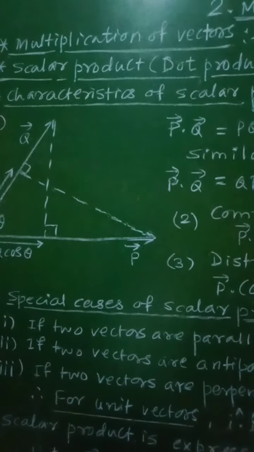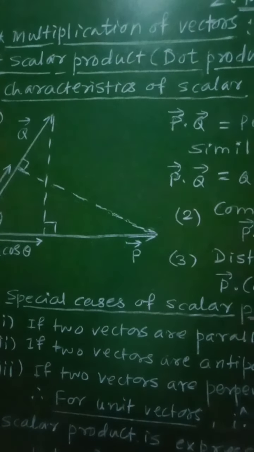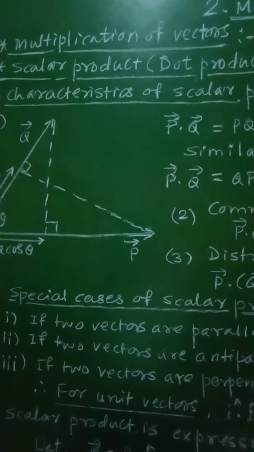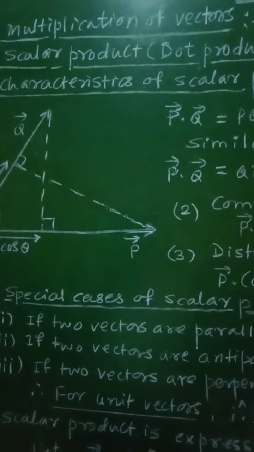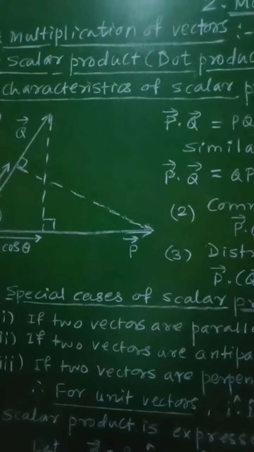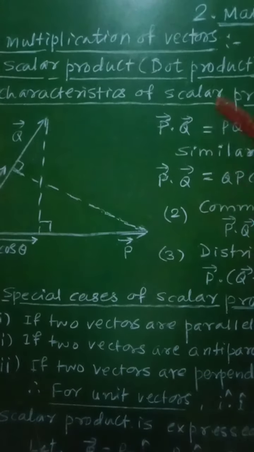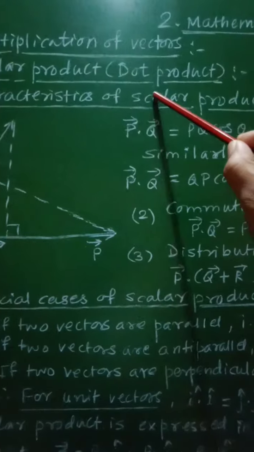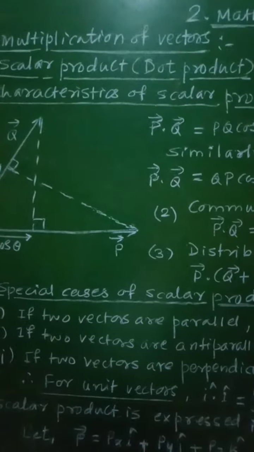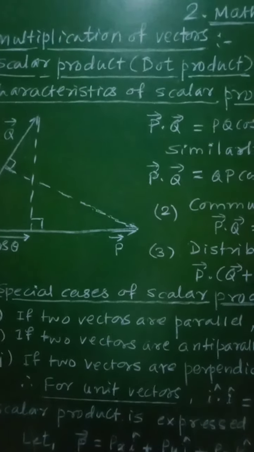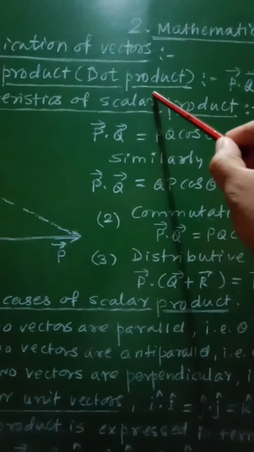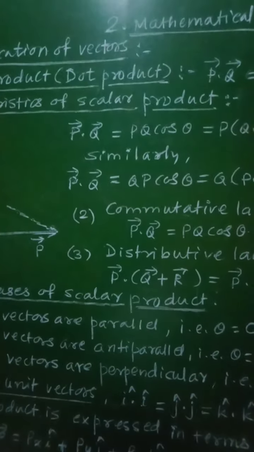Similarly, when a vector is multiplied by a vector, then its product may be scalar or vector, and therefore there are two types of product of the vectors. That is, first is the scalar product, or also it is called the dot product, and the second one will be the vector product or the cross product. Now let us see first the scalar product or dot product of the vectors.